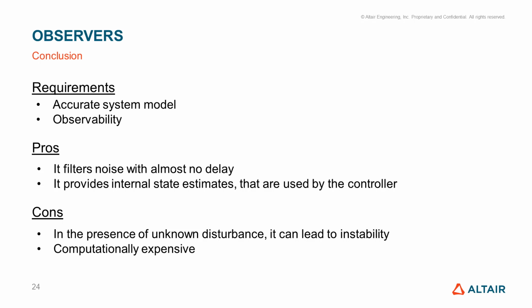Of course, everything comes for a price. In fact, there are some side effects. First of all, the observer is accurate only if the system model we are leveraging is accurate. Then, if some unknown disturbance continually perturbs the system away from where we think it is, the observer will produce really poor estimates, which eventually could lead also to instability.